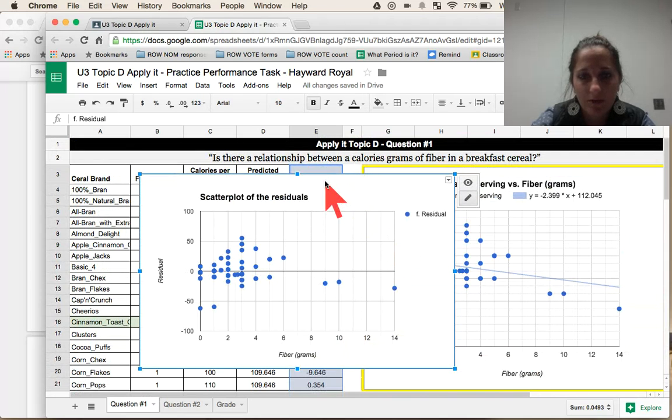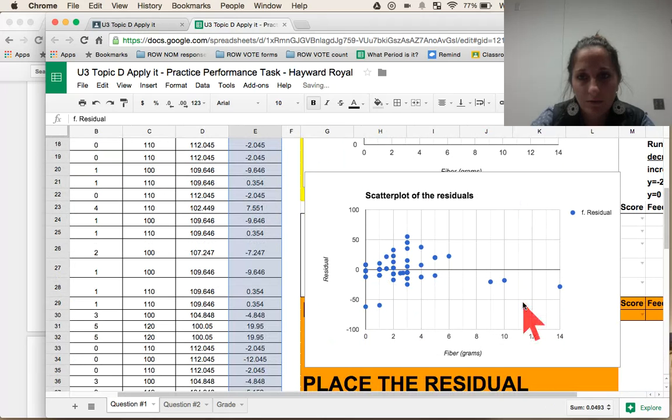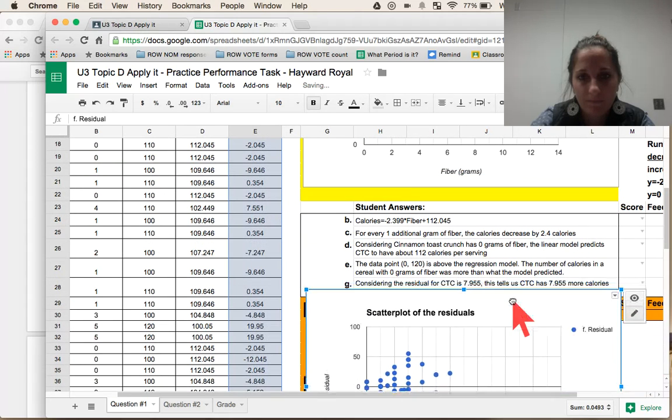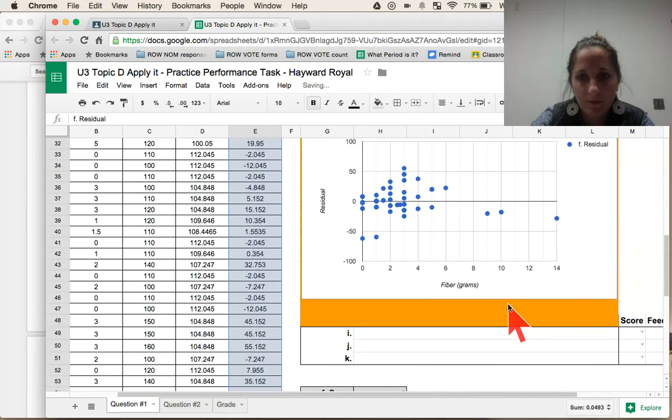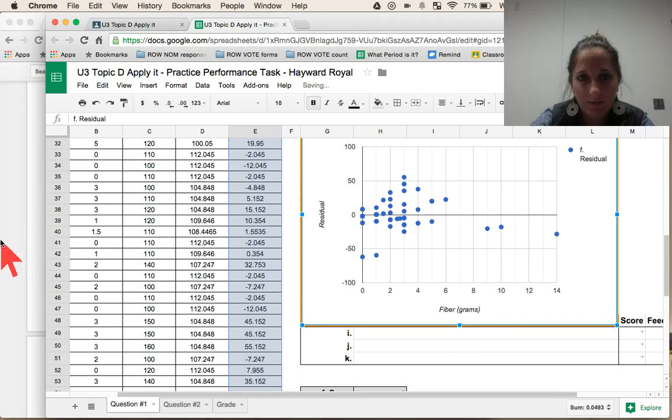Here's my scatter plot of the residuals. I'm going to put it in the orange box. And maybe I'll make it fit. Awesome. Cool. That looks a little crazy.